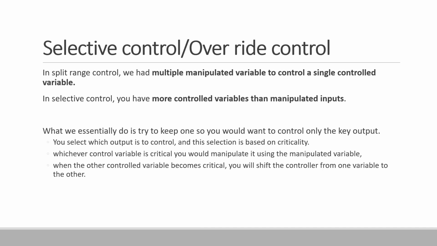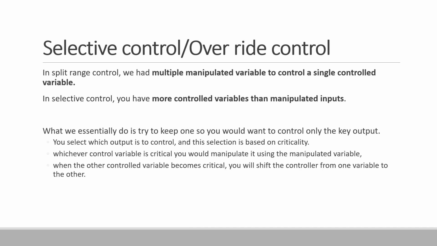So from the given set of controlled variables, we need to identify whichever controller is critical to us, and then we will manipulate it using the manipulated variable. So we won't be manipulating the other variables first. We will be just controlling the most critical parameters first by using the manipulated variable. And when the other controlled variable becomes critical, then we can shift the control from one variable to another.